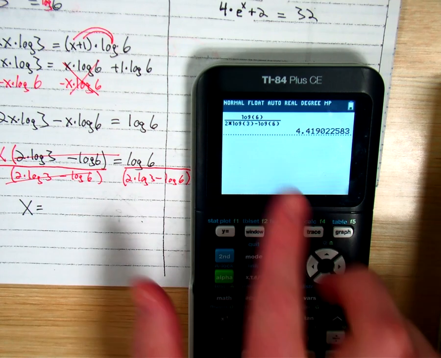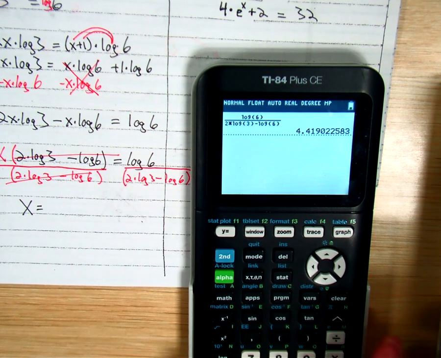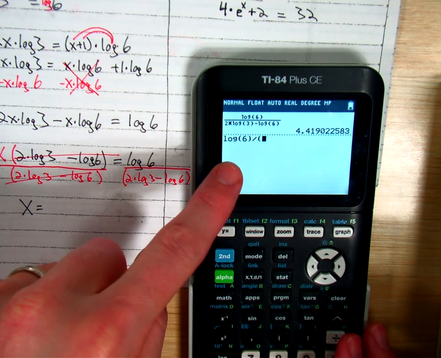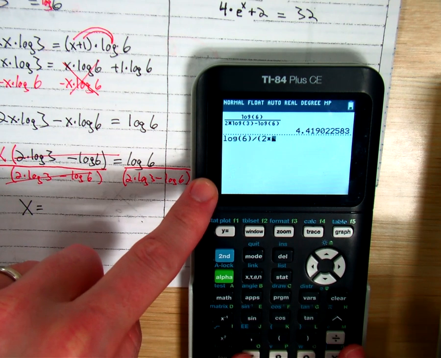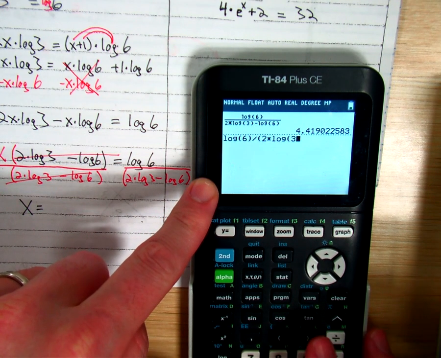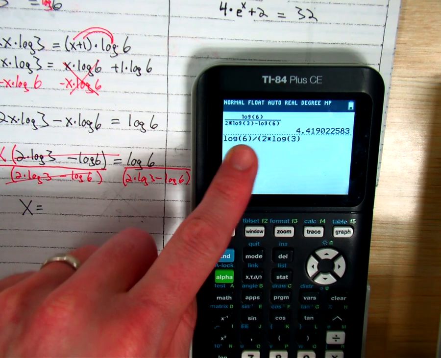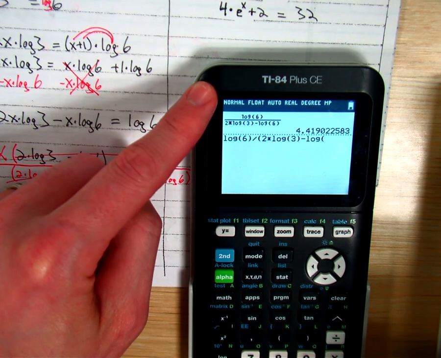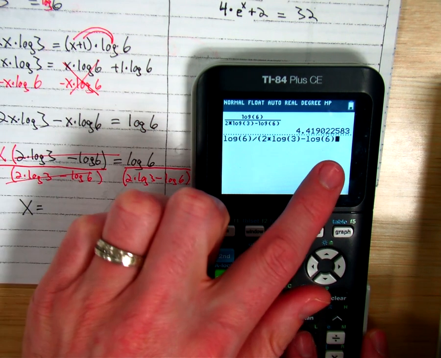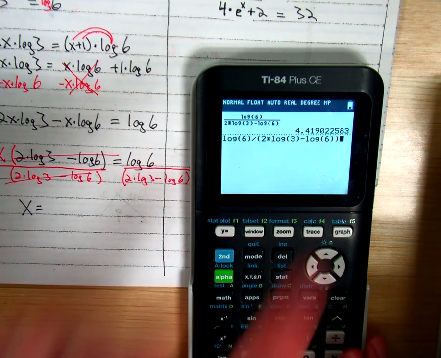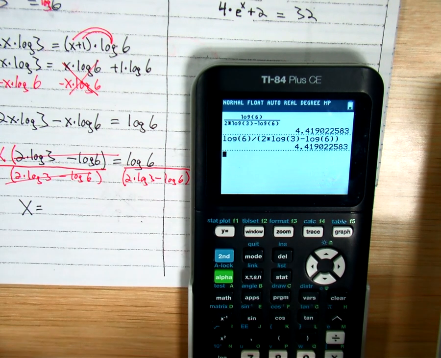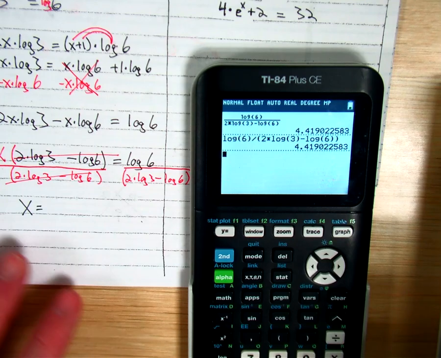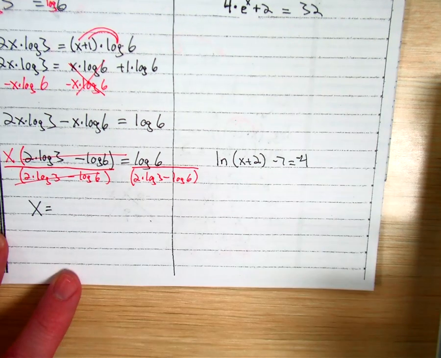If you don't have the fraction button, we can divide and just use a lot of parentheses. Log of 6 divided by parentheses for the denominator, 2 times log 3. Close that parenthesis. Minus log 6. Close the log parenthesis. Close your other parenthesis you opened for the denominator. 4.4190.